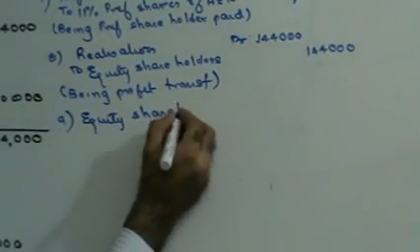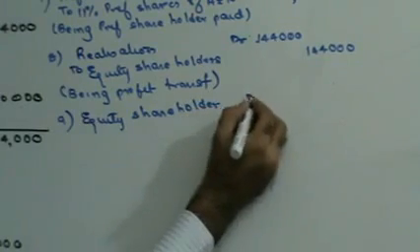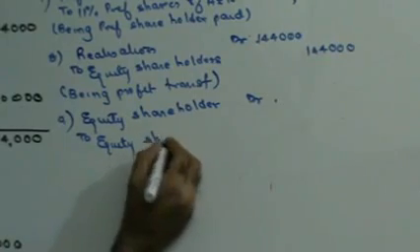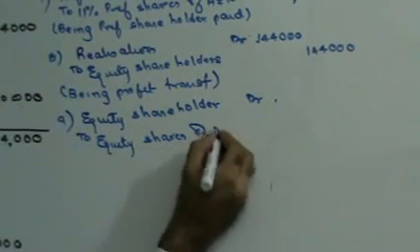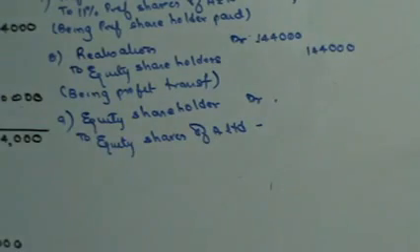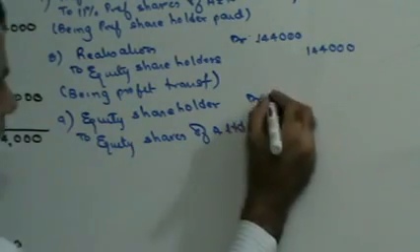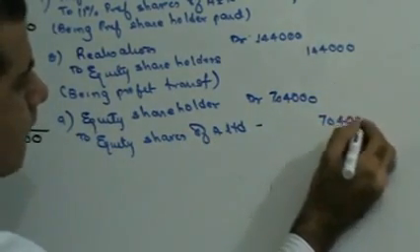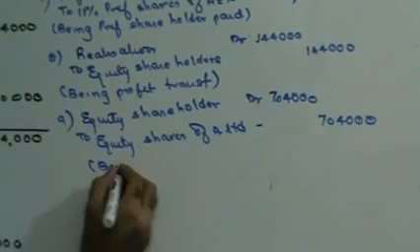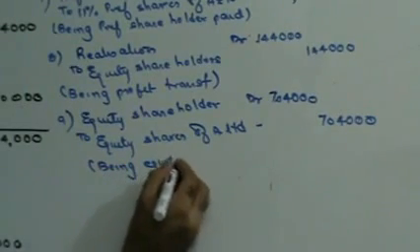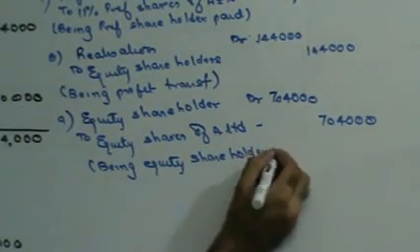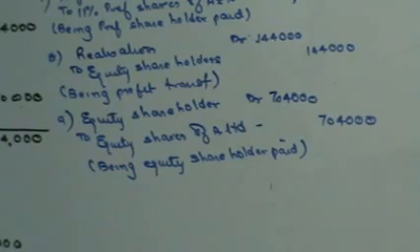Once you finish transferring the profit, then you pay the equity shareholders. Equity shareholders account debit to equity shares of A Limited. You will be paying them with shares of 7,04,000. The equity shareholders are paid. Okay, so this finishes in the books of B.